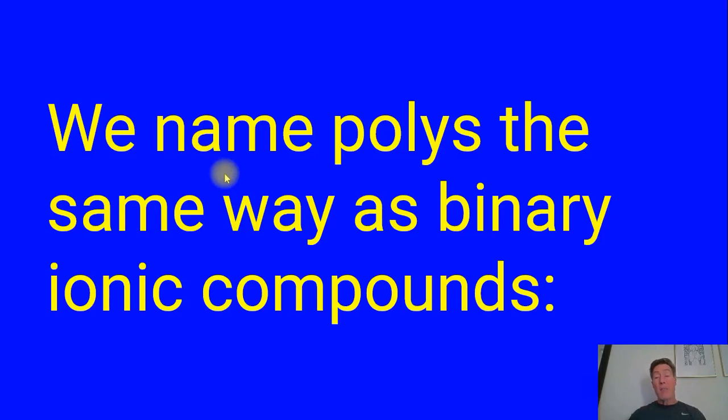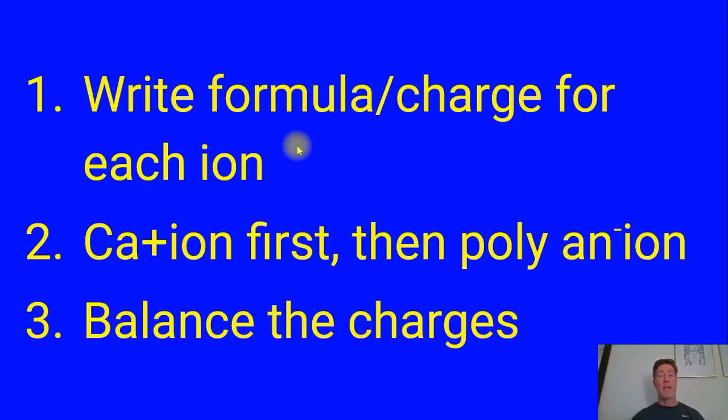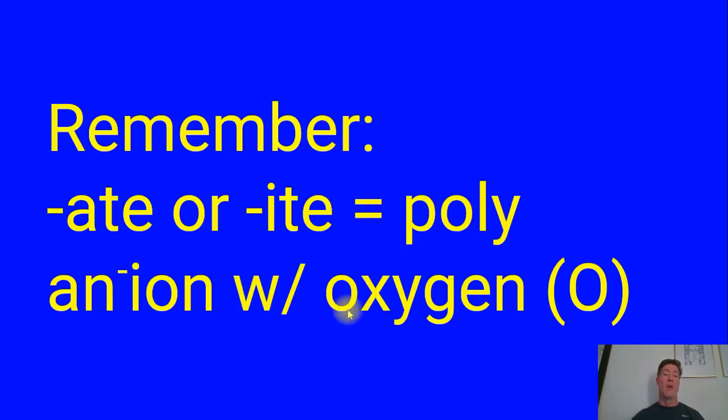We name polyatomic ions the same way as binary ionic compounds, right? We keep track of the formula and the charge of each ion. Then cation first, anion second, balance the charges. In this case, we just have a polyatomic anion, but it's the same thing: cation, anion, balance the charges.